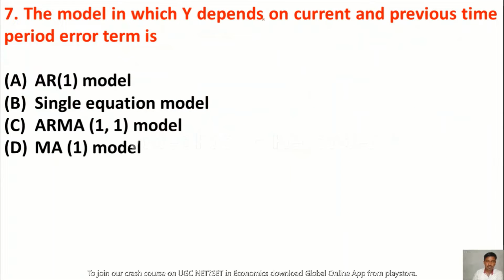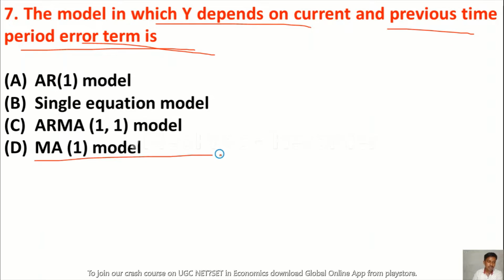Question number 7. The model in which y depends on the current and previous time period error term is known as: option A, AR model. Option B, single equation model. Option C, ARMA model. Option D, moving average, that is the MA model. So here the right answer is the moving average model.